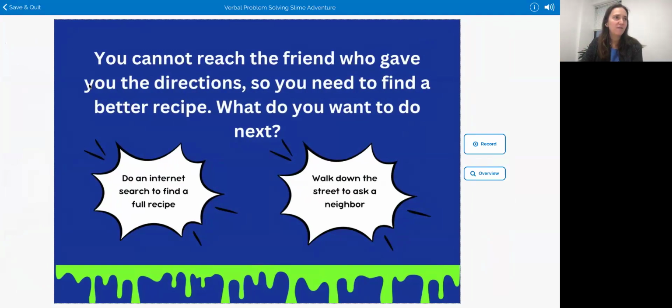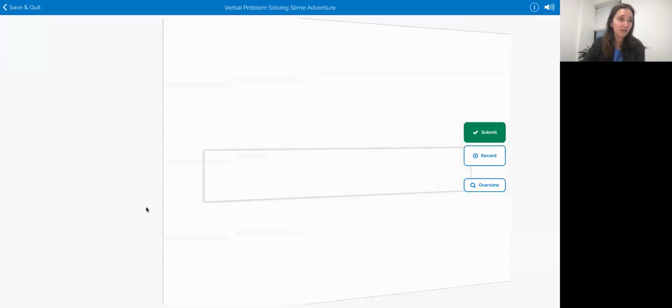You cannot reach the friend who gave you the directions, so you need to find a better recipe. What do you want to do next? Both of these are possible. They lead you to different things. Do an internet search to find a full recipe. Walk down the street to ask a neighbor. By the way, let's say we decided to walk down the street, but we want to do this again because we reflected that we didn't like that. We can go back. Actually, this one's audio heavy, so I'm not going to do this. If you click on this, you go down to the neighbor, and you get a really long spiel from the neighbor. You have to remember what the neighbor said, which is fine. But you can talk about strategies for what's going to help you remember what the neighbor said, or you can do an internet search to find the full recipe.